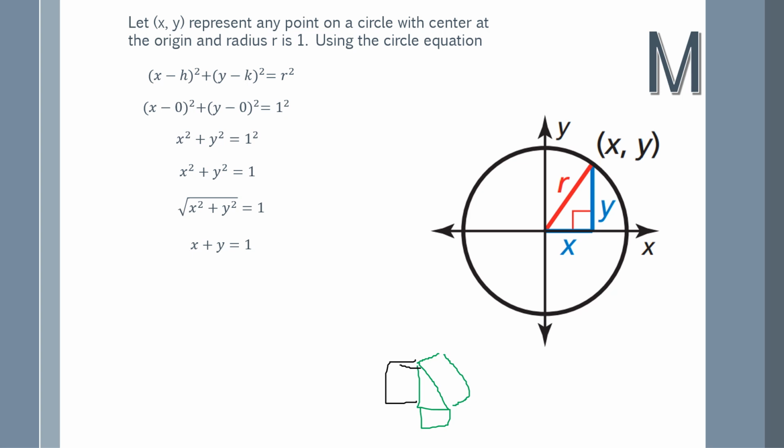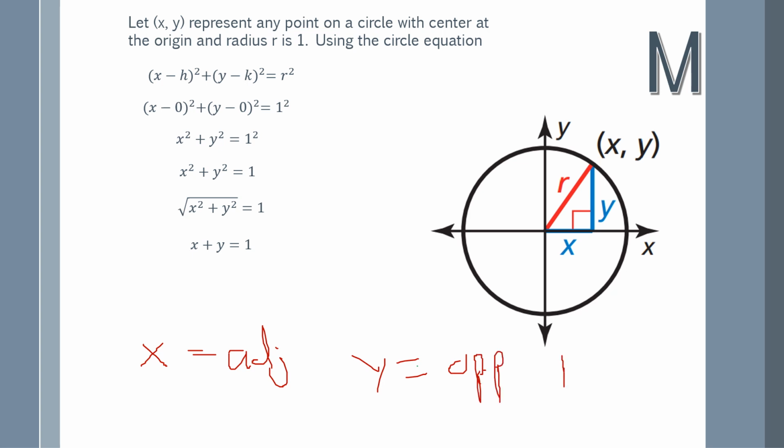R is your what? So matter of fact, let's label these pieces since we proved it. So your X is your adjacent, right? Your Y is your opposite leg. And then R is your hypotenuse. In our next lesson, we're going to derive trig ratios and all of that. And again, you just use the knowledge of the circle.